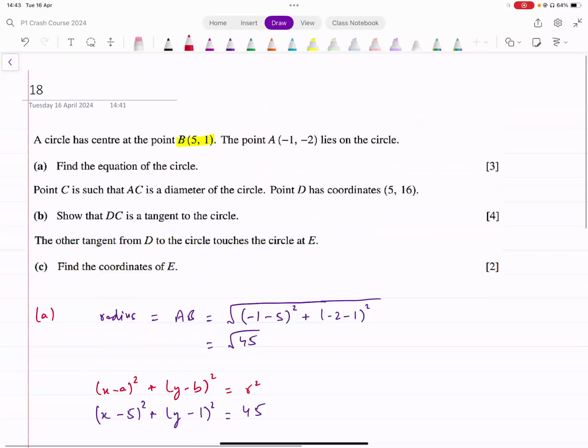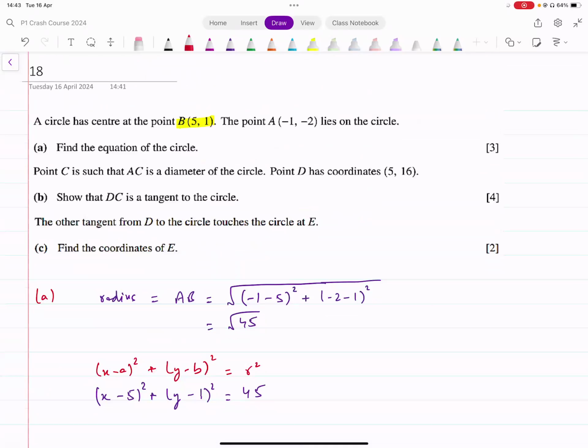Part B says point C is such that AC is a diameter of the circle. Point D has coordinates 5, 16. So there's another point C now, such that AC is the diameter. Point D has these coordinates 5 and 16. Show that DC is a tangent to the circle.